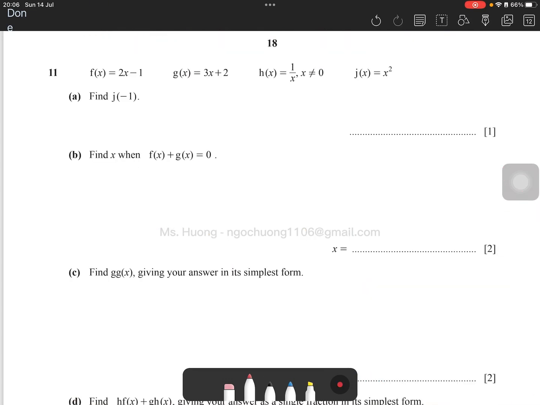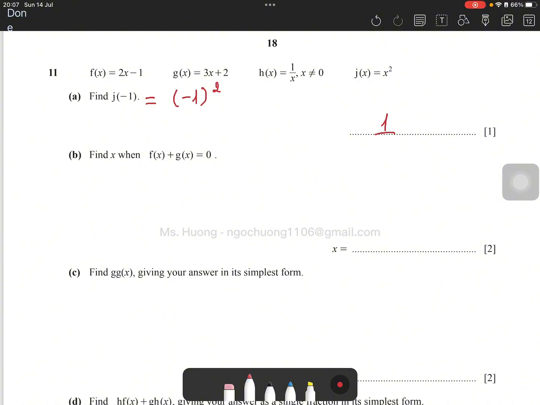Question 11. Given some functions like f of x, g of x, h of x, and j of x. A. Find j of -1. For question A, we just look at the function j of x and we substitute x equals -1 into this. So j of -1 is x squared, which is -1 squared, which is only 1.